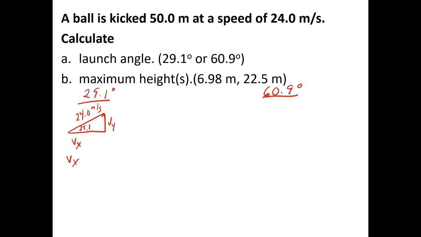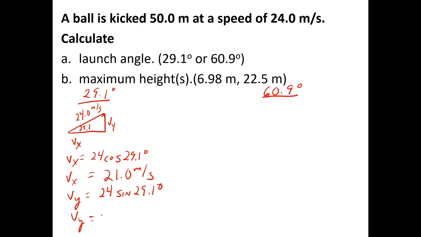So Vx will be the hypotenuse times the cosine of 29.1 degrees. And it's cosine because it's adjacent to the angle. So that's 21 meters per second. Vy, we'll have to use the sine. And that's 11.7, excuse me, meters per second.